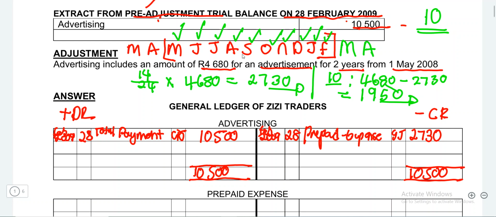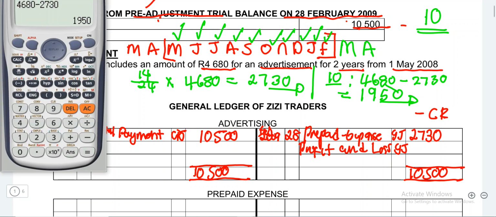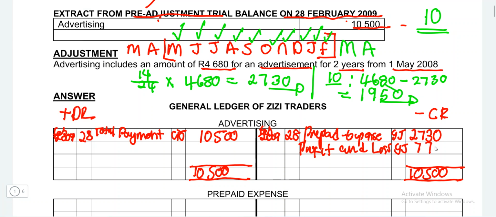So what we want to understand is the total advertising that is going to be taken to the income statement. And remember, from our prior lessons, I said that here you are going to have your profit and loss. So in other words, this is what is supposed to be recorded in the income statement. Okay, now let's check. If we say 10,500 minus 2,780, it is going to give us 7,770. So that 7,770 will come here. Our income statement will reveal this.